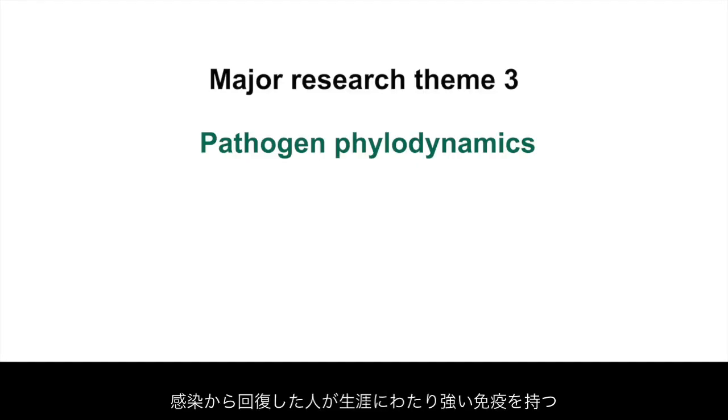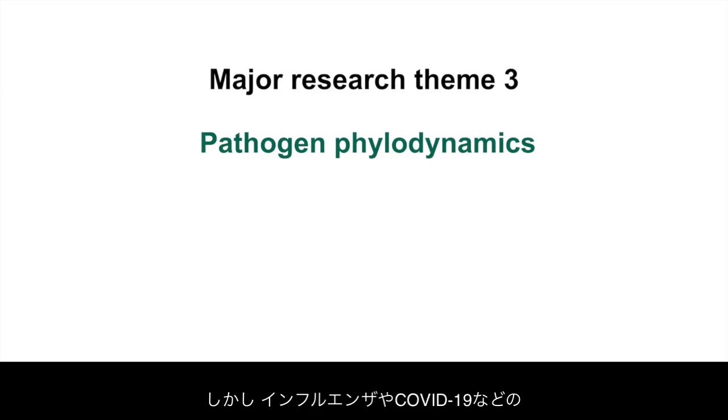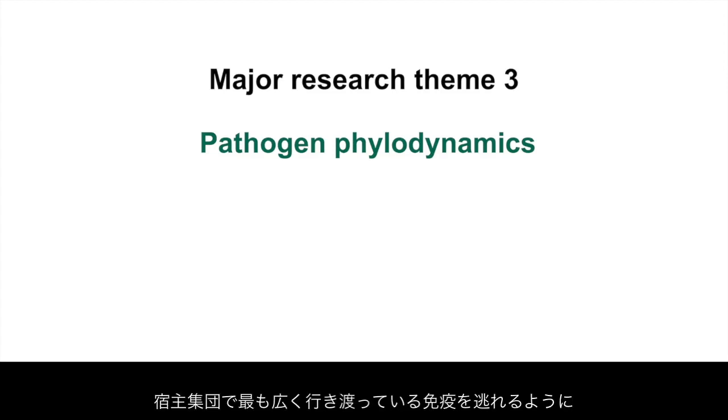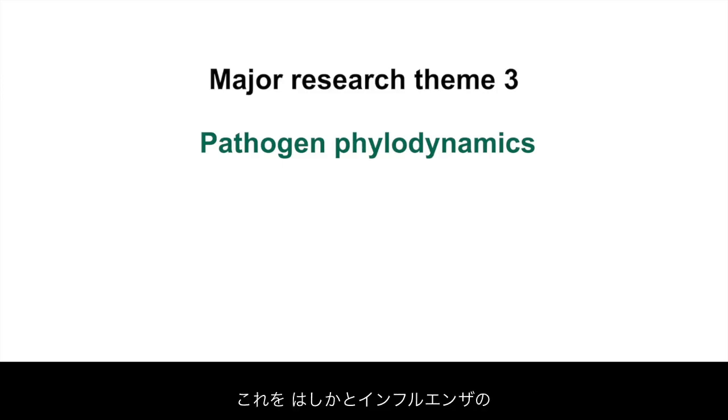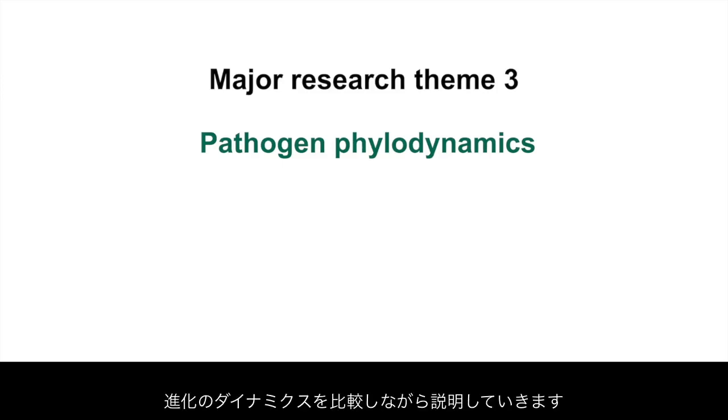Thus far, we've mainly considered infections like measles where people who recover from infection have strong lifelong immunity. But for many diseases, notably influenza and COVID-19, immunity is weaker and more short-lived. This partial immunity often arises because of viral evolution. Some viruses can be strongly selected to evolve to escape prevailing immunity in the host population. I'll illustrate this with a comparison of the evolutionary dynamics of measles and influenza.